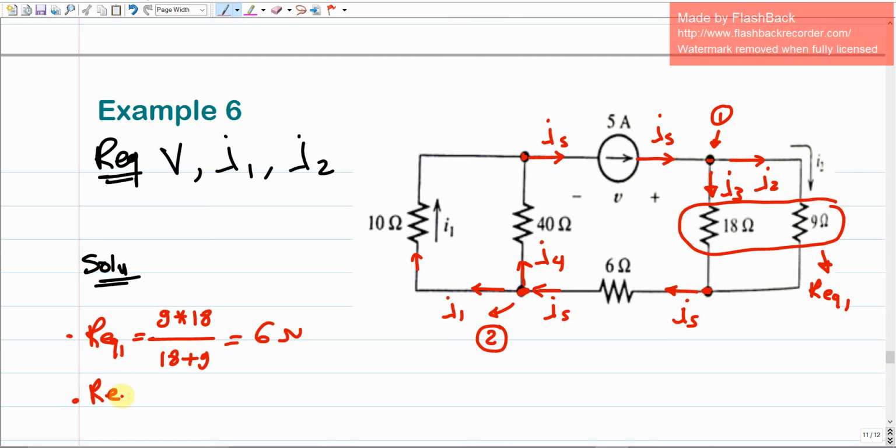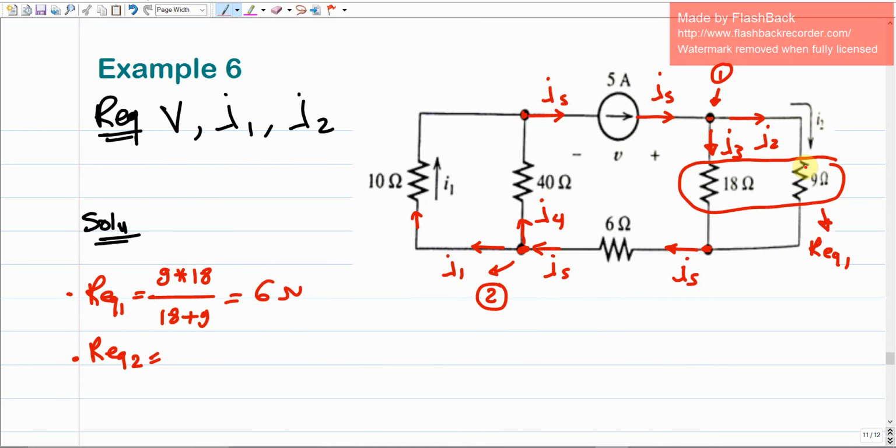How about R equivalent 2? Remember that step 1 is just to distribute the current, and step 2 is to calculate the equivalent resistance. Now we combine these two into one resistance, so we can get rid of them and just consider a 6 ohms resistance. The current over this equivalent resistance will be the total IS. It means that this equivalent with the 6 will be in series.